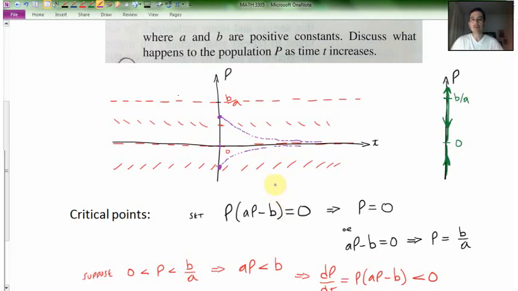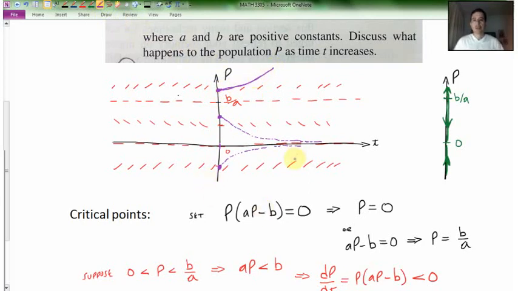Okay. And what happens if the initial population is greater than B over A? Then the population is going to keep growing forever, right? It's going to go up, because look at the phase portrait, the derivatives there are positive. And I could have drawn the slopes here. The slopes there are positive. So that means here the population will grow.